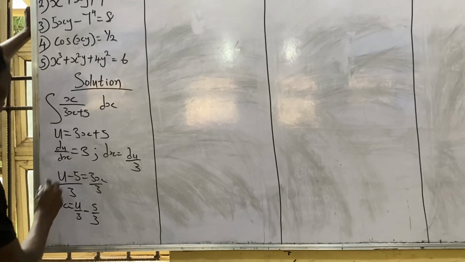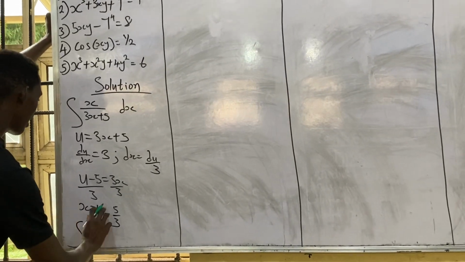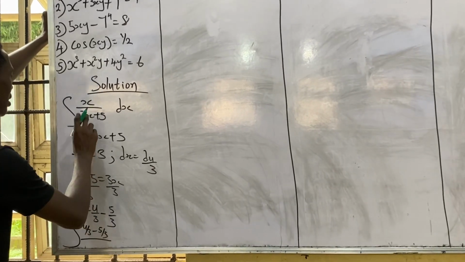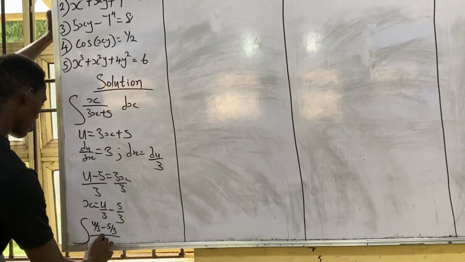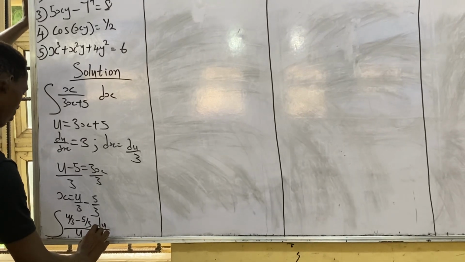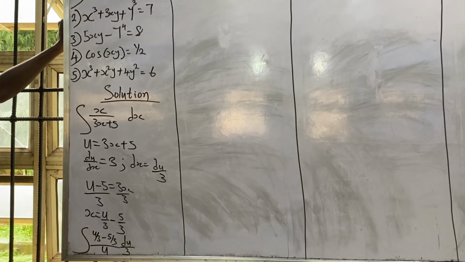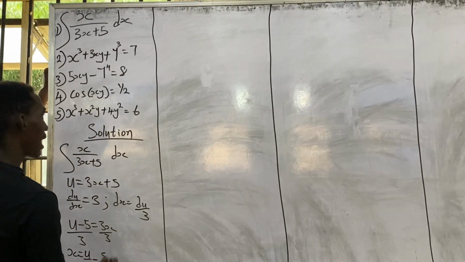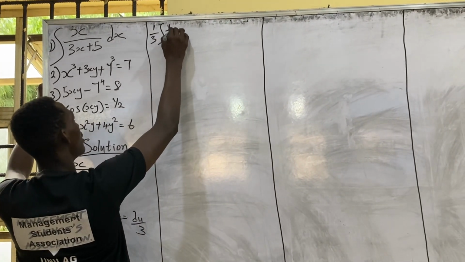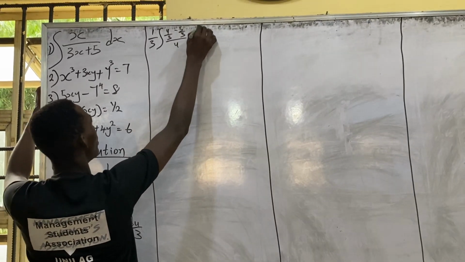Since we have gotten it like this, if we are to rewrite this, then we write it as what? Integration of what? Our x is equal to u over 3 minus 5 over 3, over our u. Then this will be du over 3, because our dx is equal to du over 3. So now we will rewrite this by saying 1 over 3 integration of u over 3 minus 5 over 3 over u. Then we have our du.